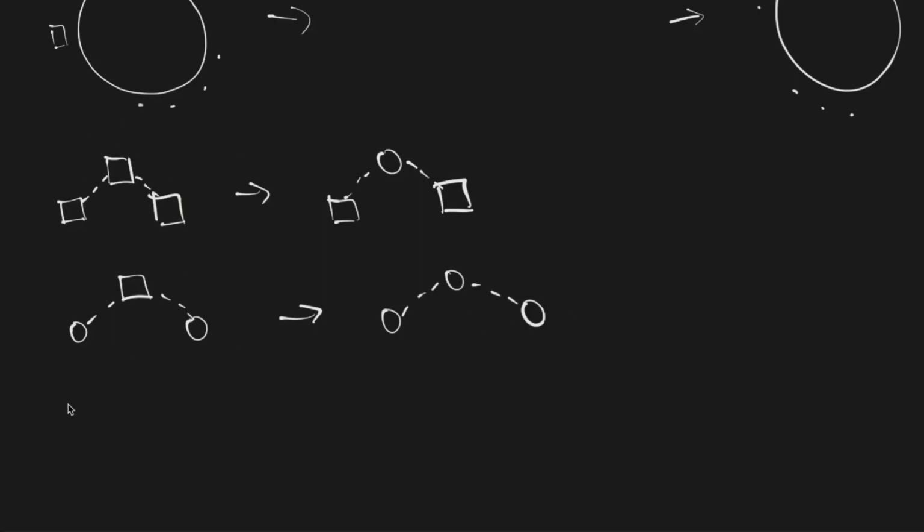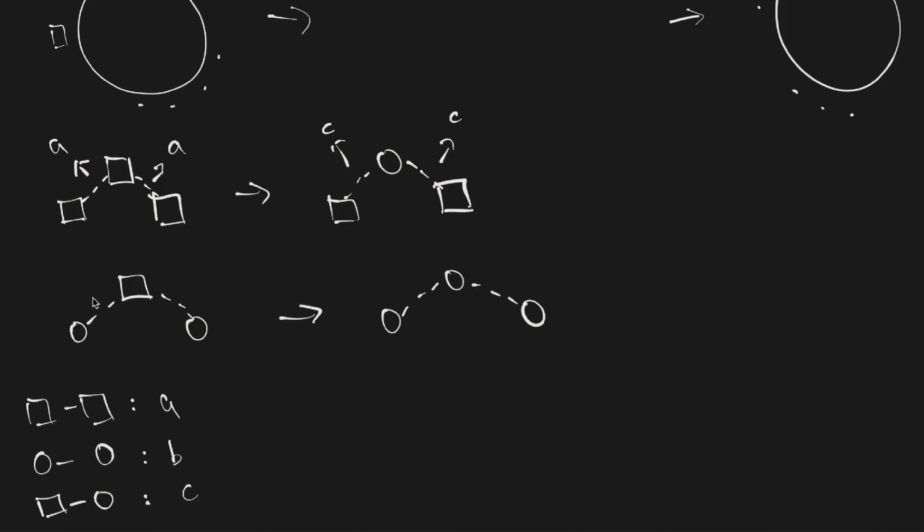So there are 3 types of relationships. They can either be both alive, I'm going to just call it square, square. They can be both dead, or they can be 1 alive and 1 dead. So here, I'm going to denote this by A, denote this by B, and denote this by C. So if we look at this relationship, this is an A, this is an A, this is a C, and this is a C. This is a C, this is a C, and this is a B, and this is a B.